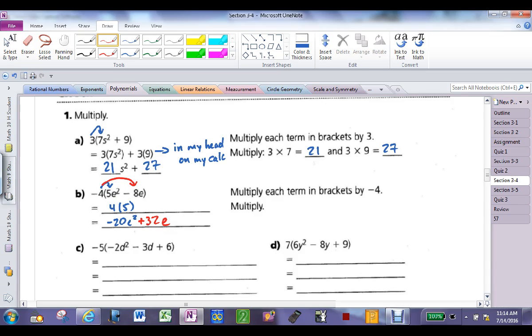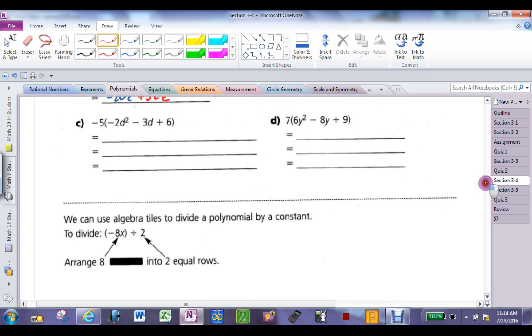And the letters don't change. Everybody good? Awesome. Now you do the next two. Go.